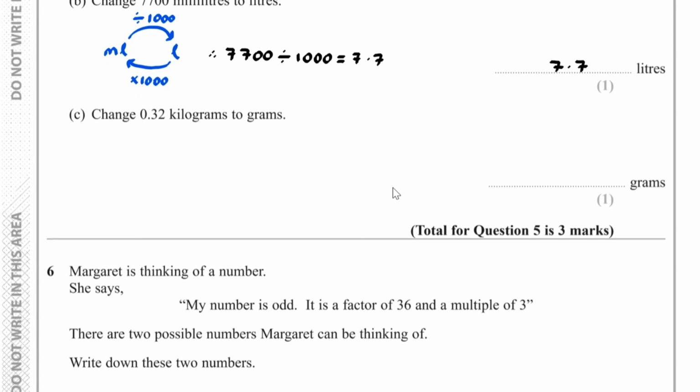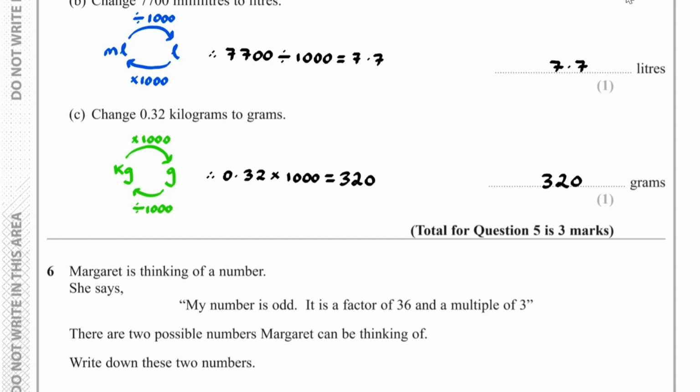For part C, we have to change 0.32 kilograms to grams. To go from kilograms to grams, we multiply by 1000, grams to kilograms, we would divide by 1000. And therefore we have 0.32 multiplied by 1000, which is 320. So we have 320 grams.